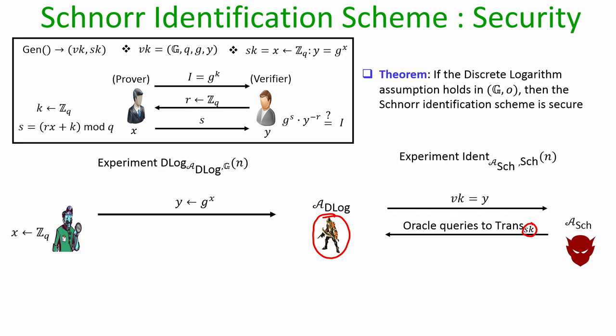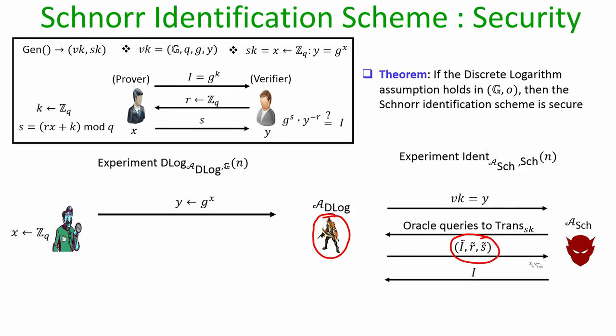So you might be wondering how exactly it is possible for this DLog adversary to respond to these oracle queries to the transcript service of the identification scheme. But that is possible because a couple of slides back, we had discussed that any eavesdropper could come up with a simulated transcript, say I tilde, r tilde, s tilde, whose distribution will be exactly the same as an accepting transcript which an honest prover and an honest verifier would have generated by participating in a real instance of the Schnorr identification scheme. So what our discrete log adversary could do is respond to these transcript oracle queries by coming up with such simulated transcripts and responding back to the adversary.